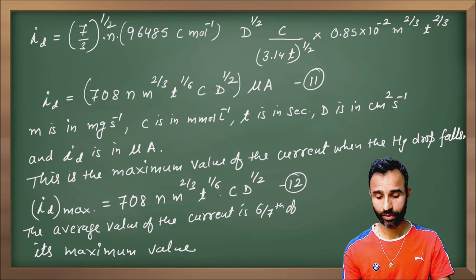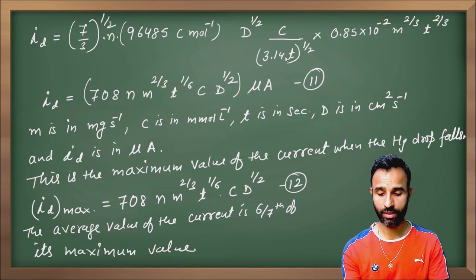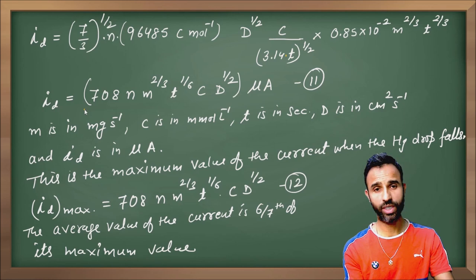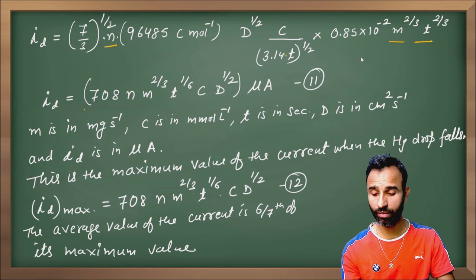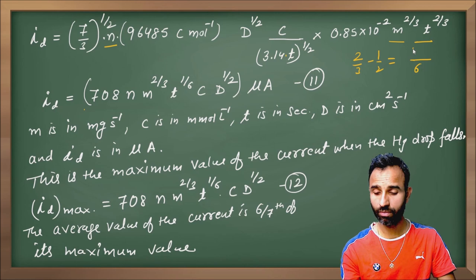Just put the values. So by these values, when we multiply, it comes closer to 708 n m raised to power 2 by 3 t raised to power 2 by 3 and minus 1 by 2. So it becomes 1 by 6, t raised to power 1 by 6 C.